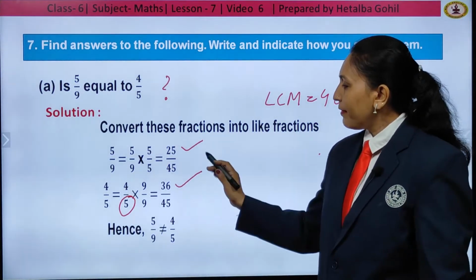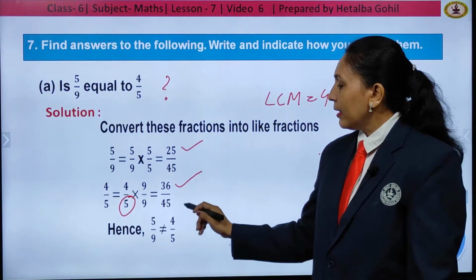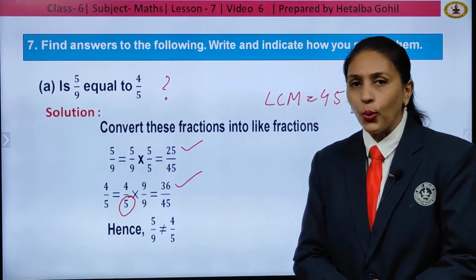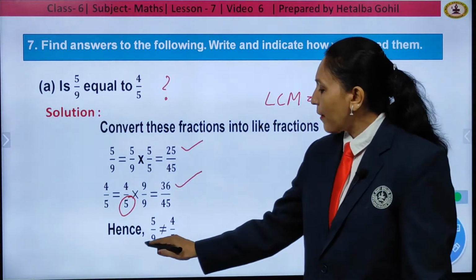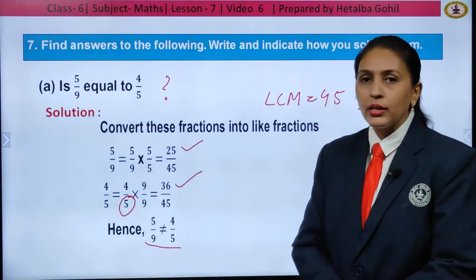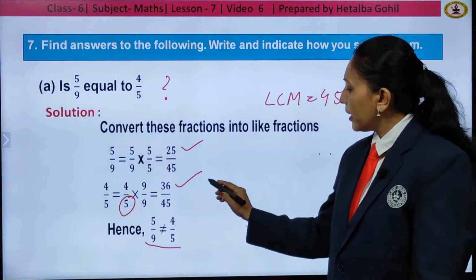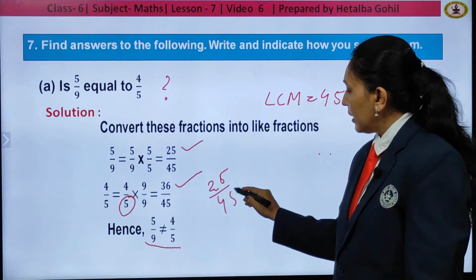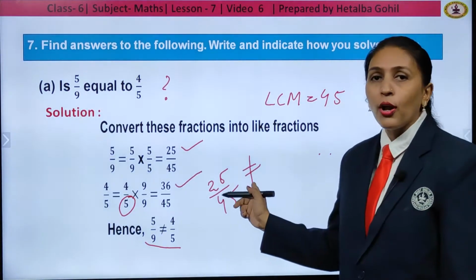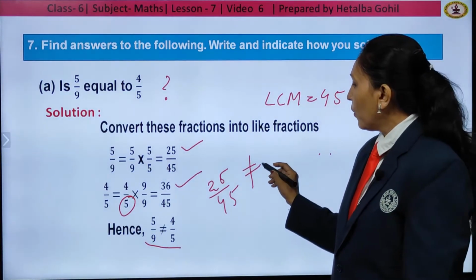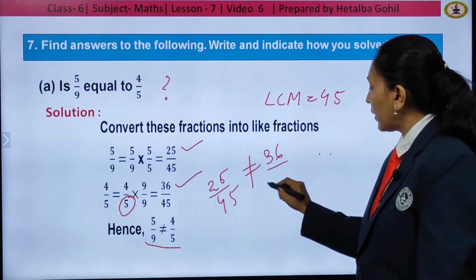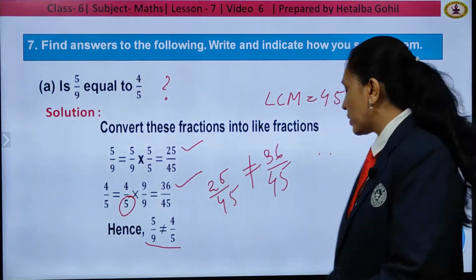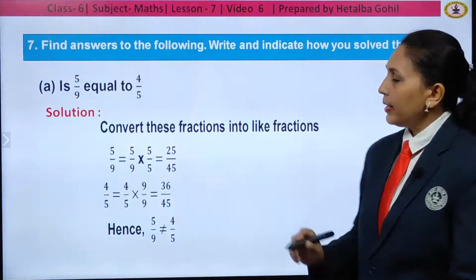Now you can very clearly understand, children. Can you tell me, are 25 and 36 equal? No. That means 5 by 9 is not equal to 4 by 5. So children, you can see here 25 by 45 is not equal to, this is the symbol of not equal to, 36 by 45. So this is the way you have to give the solution for this question. Let us see the next one.